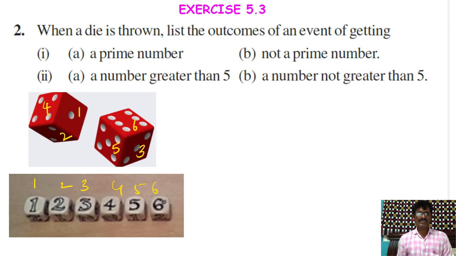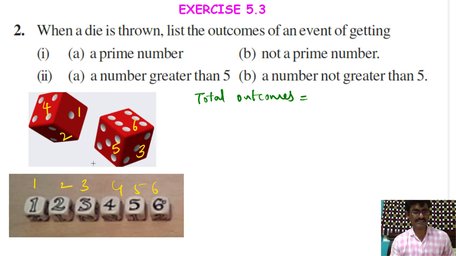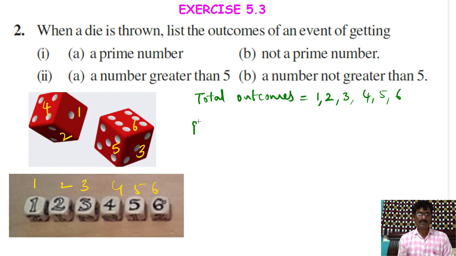By observing this, what are the total outcomes? So total outcomes means if you throw a die, then you may get one of these 6. That means maybe 1, maybe 2, maybe 3, maybe 4, maybe 5, maybe 6. So total outcomes are 1, 2, 3, 4, 5, 6. These are the total possible outcomes actually. Now let us take the first problem.